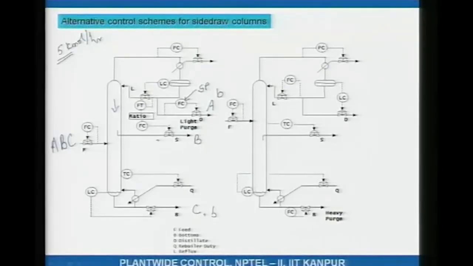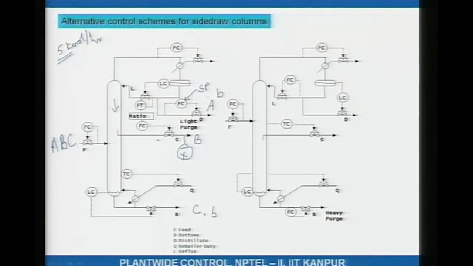So, what an operator would do is, you will find that there is too much A coming out here because I am not taking out the A here. So, that A is essentially going back down here and it is coming down in the side stream. If you are doing a composition analysis on the side stream, you find that too much A is coming out. So, what the operator would do then is essentially increase this flow set point of A. That would allow the A to get removed from the top of the column.